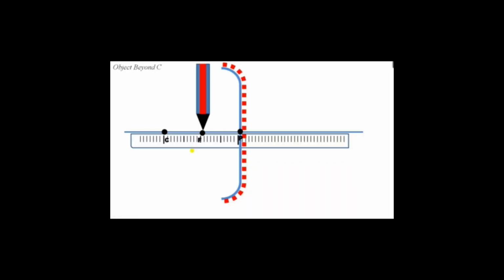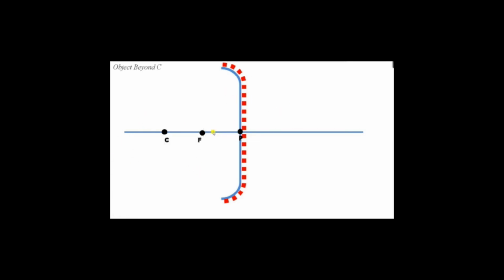Image number 2, now object beyond C. Using the same procedure I'll draw the mirror. This time the object is placed beyond C, and this time we will not draw the object below this line. Only for infinity do we draw the object below the principal axis.